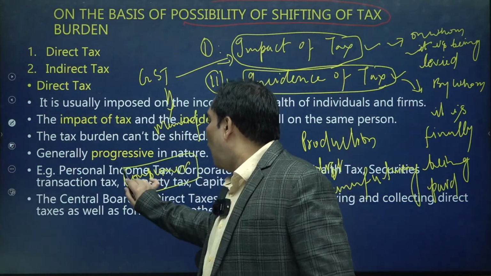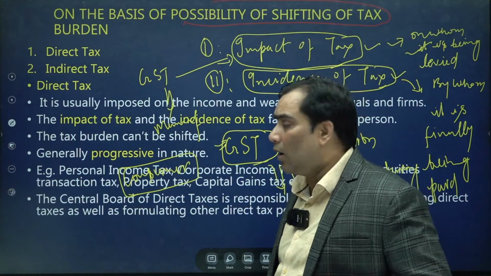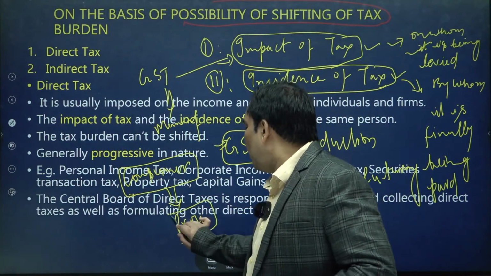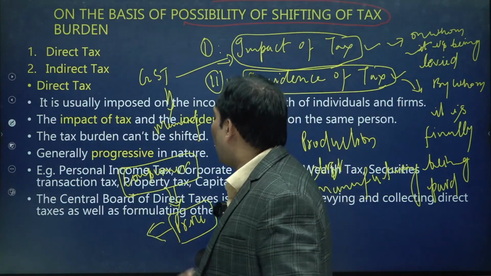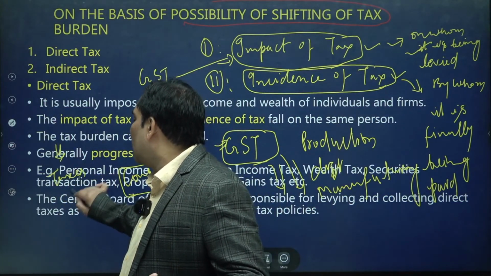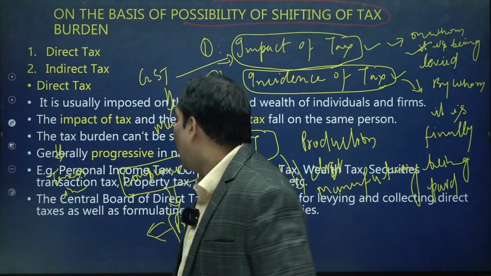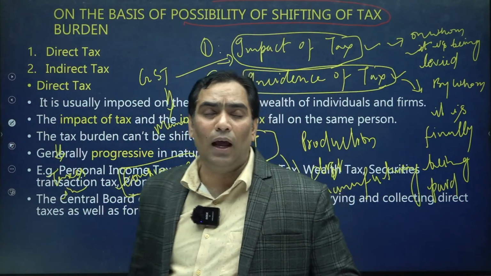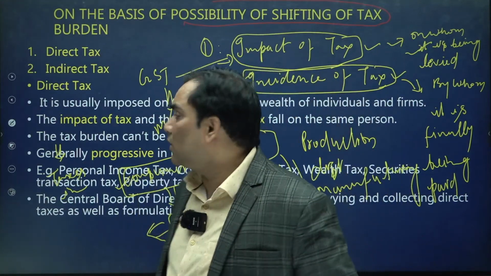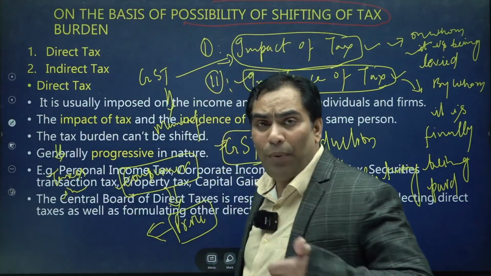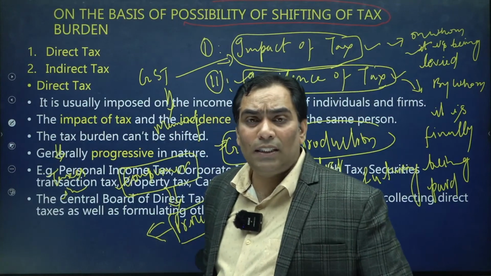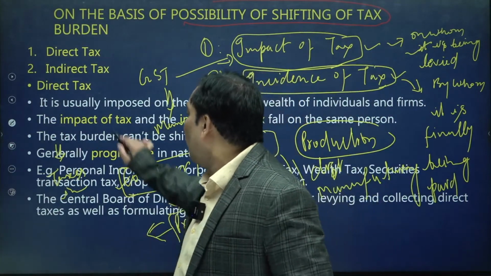The final consumer is going to bear the burden of tax in the form of prices. When the prices are set in the market, the manufacturer is going to include the taxes in the price of the final product, and that's why it is going to be borne by the consumer. So on whom is the incidence? In case of GST, the impact of tax is on the manufacturer, whereas the incidence of tax is on the final consumer.